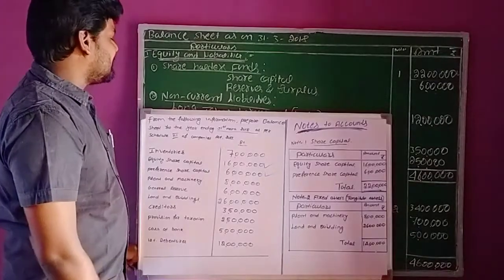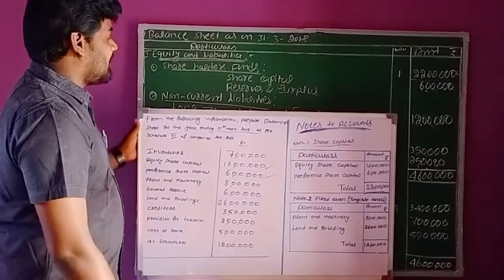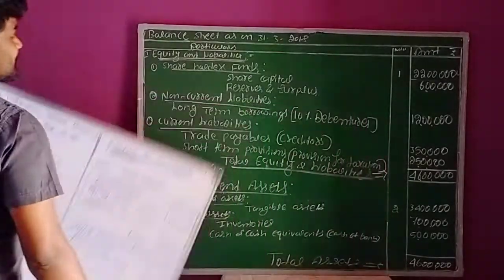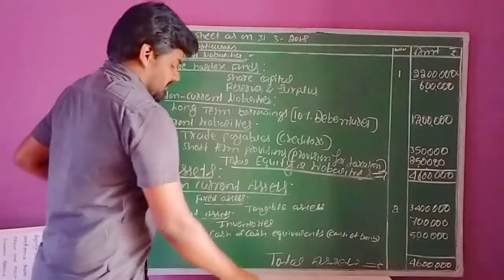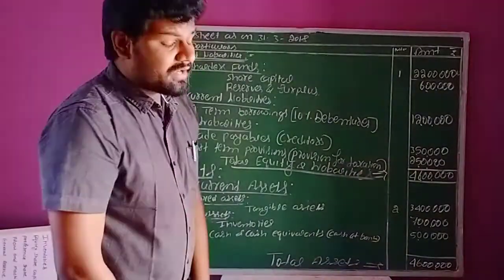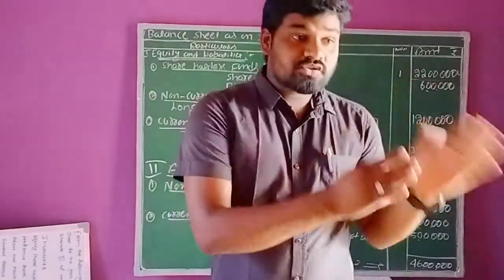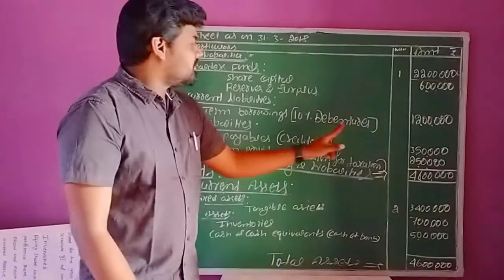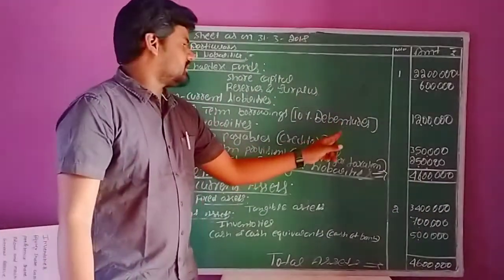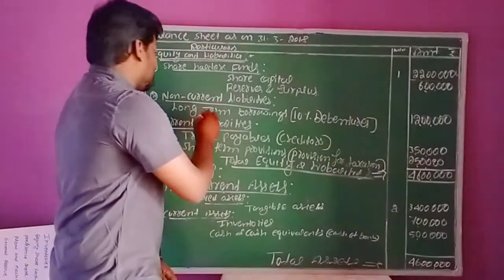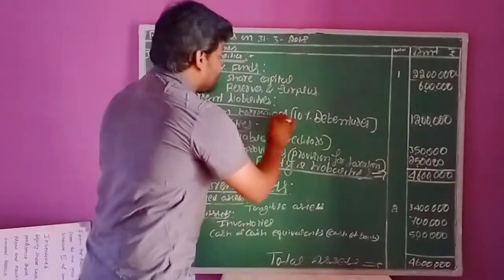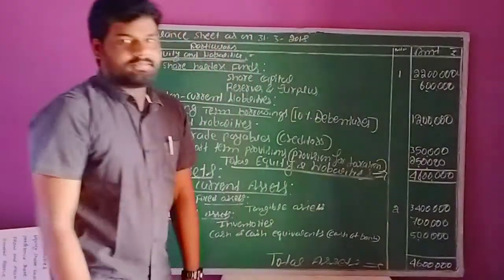The second headline is related to non-current liabilities. Non-current liabilities means here they gave 12% debentures. Under the non-current liabilities we can record long-term loans and borrowings. So here the debentures, this is long-term borrowings, right? So we write the debentures as long-term borrowings, rupees 12 lakhs.